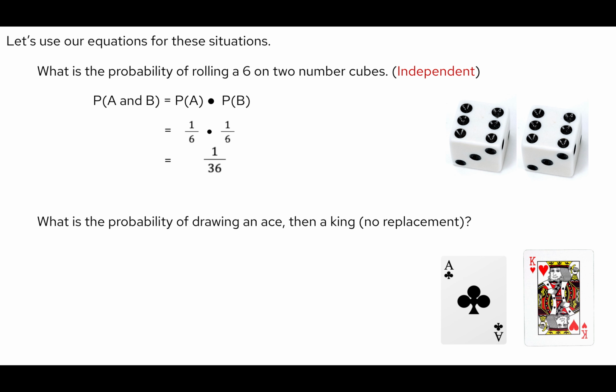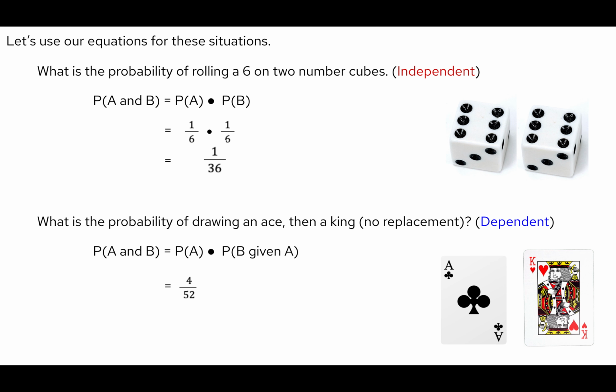Well, what's the probability of drawing an ace and then a king? I'm not replacing it though. So in this case, it's dependent. For this, you need to know a little bit about decks of cards. For an ace, there are 4 aces in a deck of cards. And a deck of cards has 52 cards in it. So we'd say 4 out of 52.